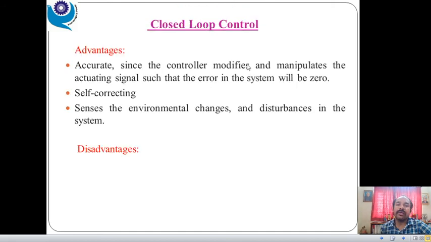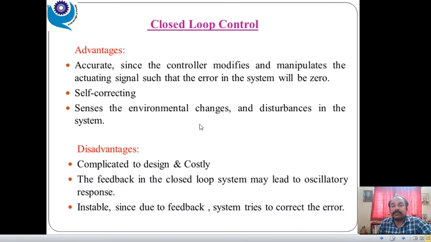So there are so many advantages. That is, accurate, since the controller modifies and manipulates the actuating signal such that the error in the system will be zero. Then self-correcting, obviously it is self-adjusting as per the requirement, because continuous feedback is there. Then it senses the environmental changes and disturbances in the system.